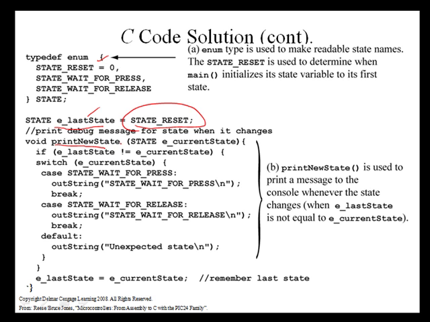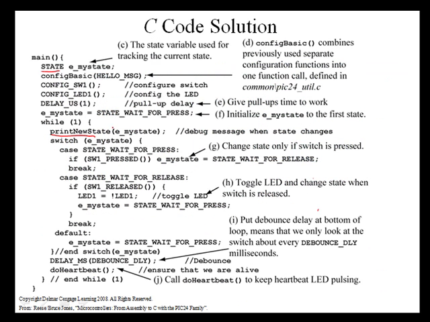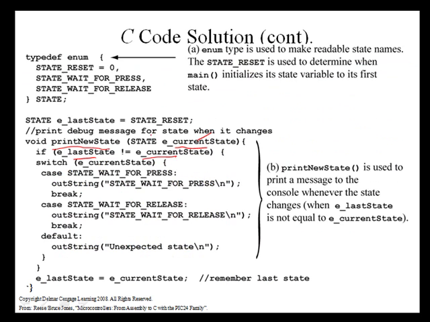Recall that the purpose of print new state was to print a message out to the screen anytime the state variable changed. So what's going to happen is when we call print new state, we're passing in our current state, and we're going to see, is this current state equal to last state? Well, let's go back to our code and see what this is the very first time we called it. We initialize our state equal to our first state, state wait for press, while lastState is initialized equal to this reset state.